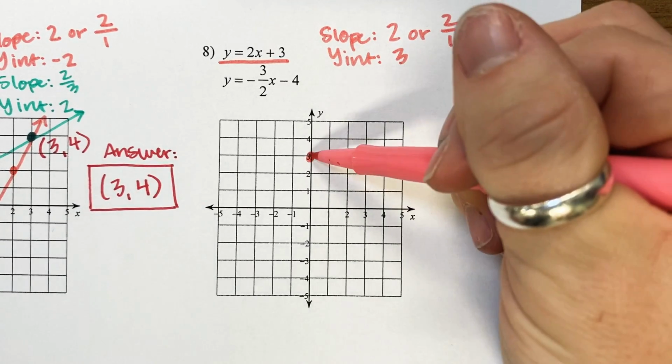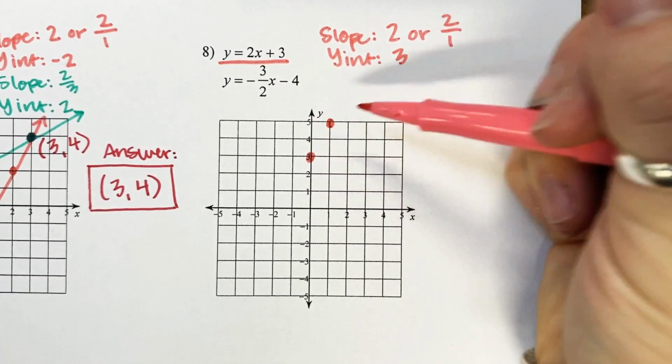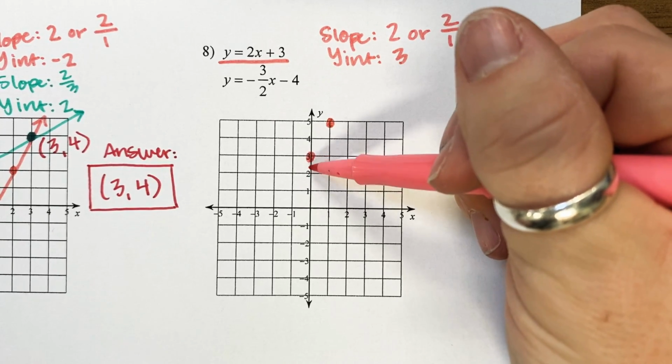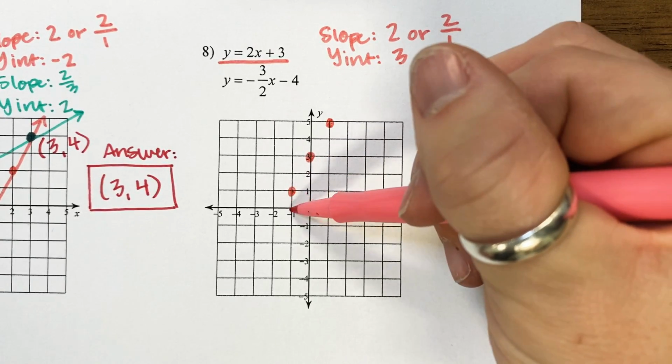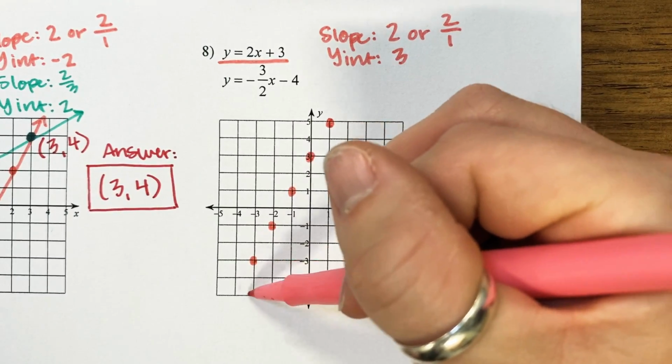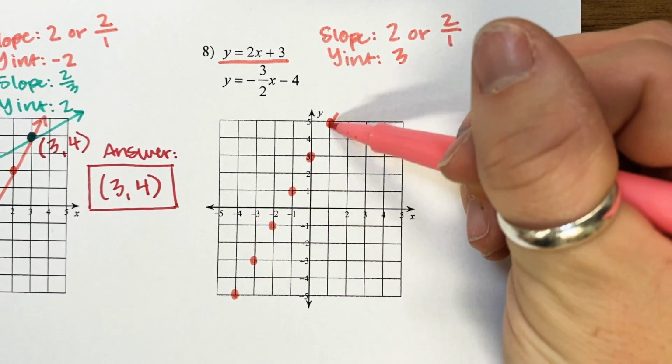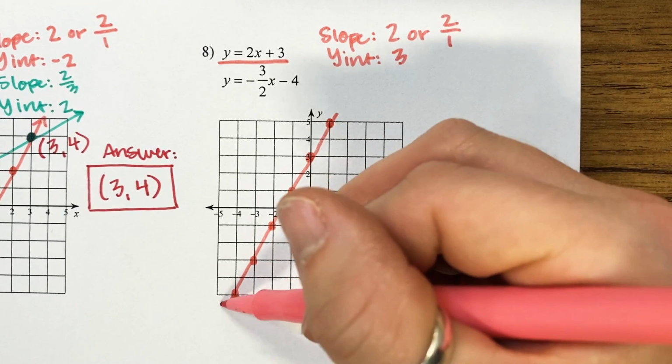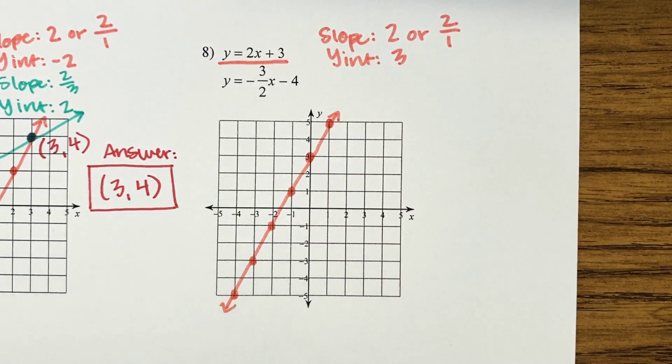Okay, and I'm going to go up 2 and over 1. Okay, might want to put a few more, so let's go down 2, over 1, and keep going. And it's still that straight line. It's just giving us options of where they might cross.